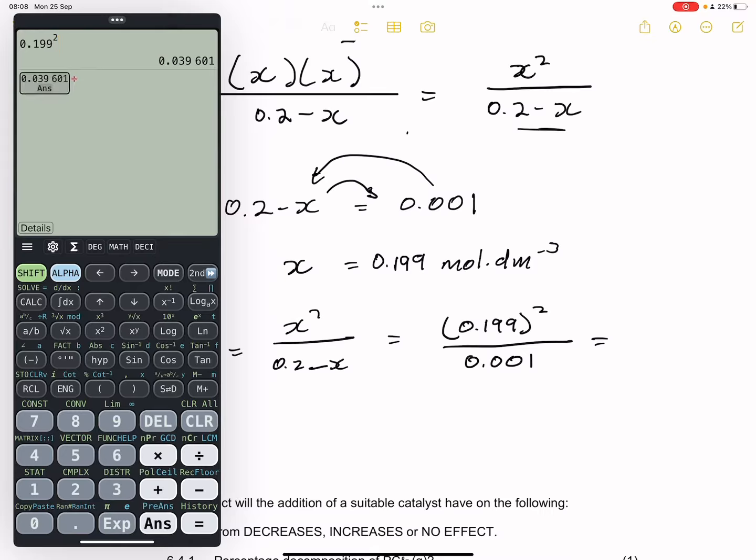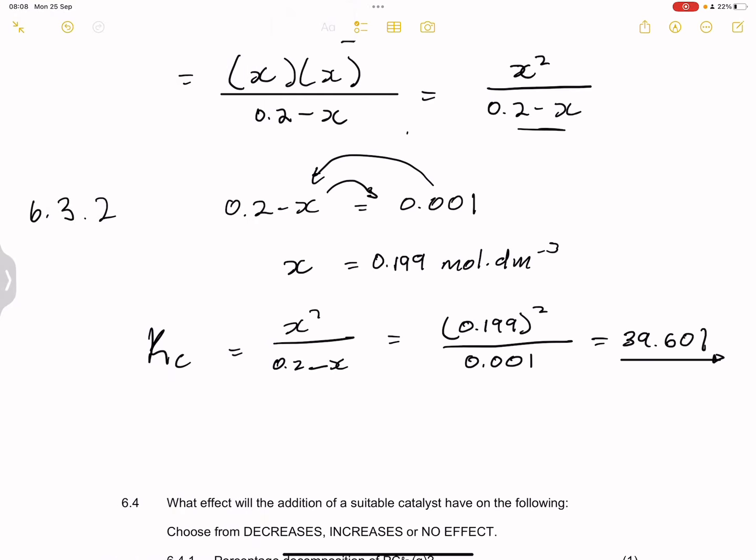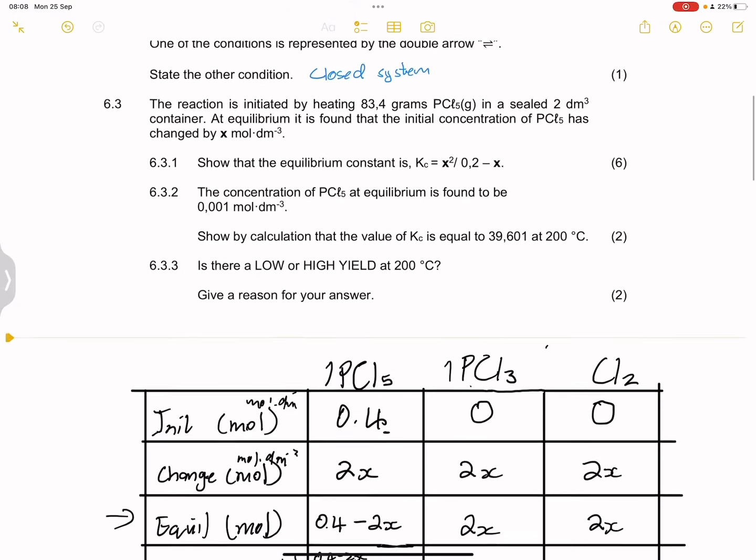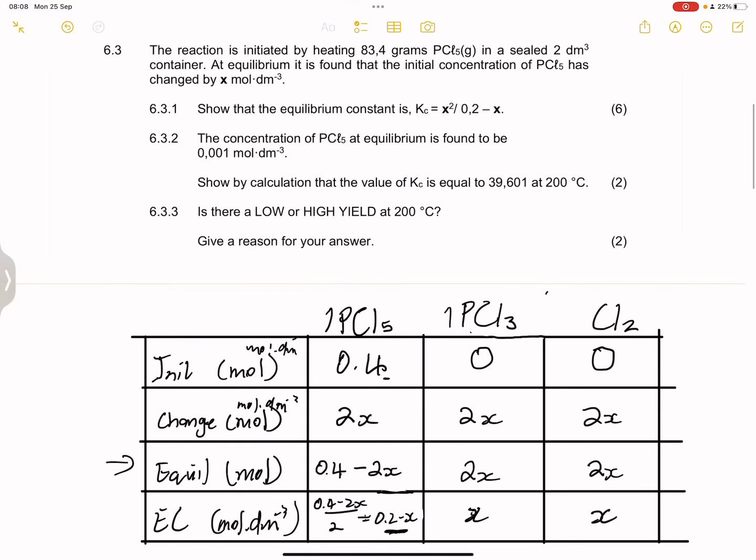Okay, and we divide that by 0.001. Okay, and it gives us exactly the value that they asked for, which was 39.601. That's a very high Kc value. It tells us that the yield is quite high, right?